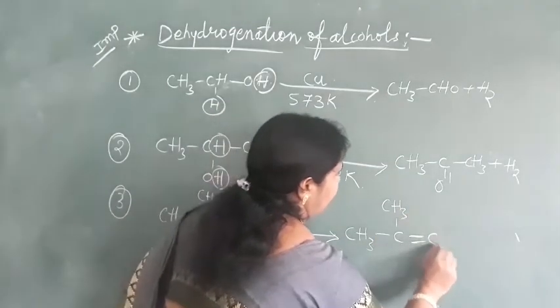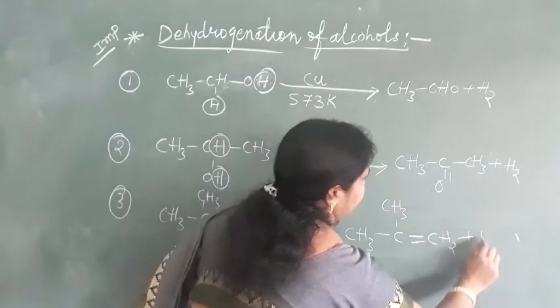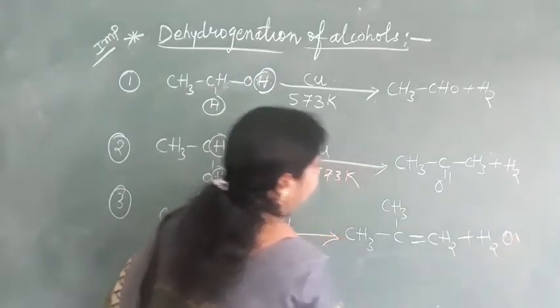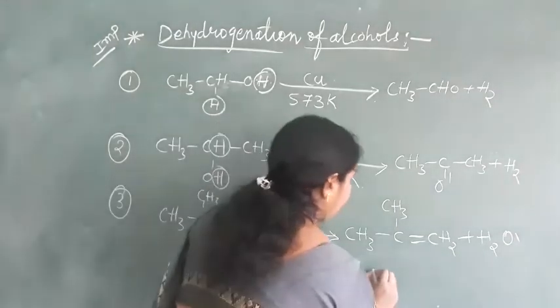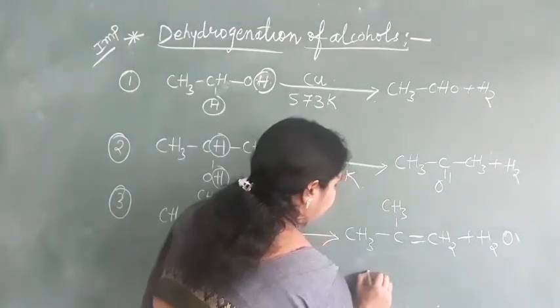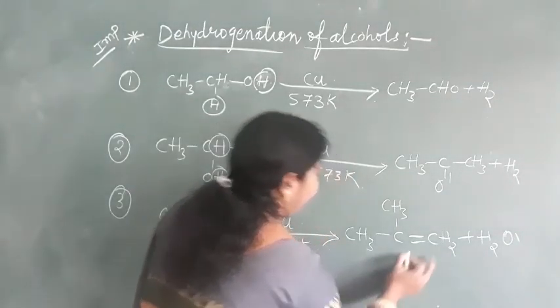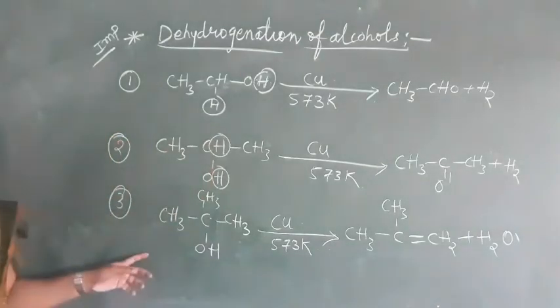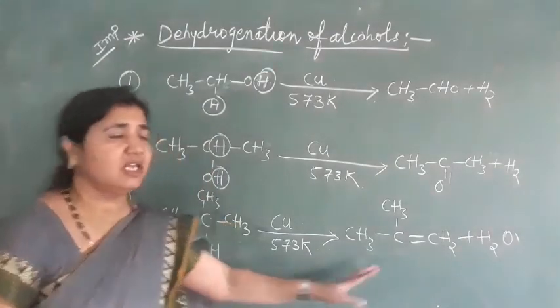CH3 C(CH3)=CH2 plus H2O. Here we will get isobutene, or 2-methyl-1-propene. This is the name here.